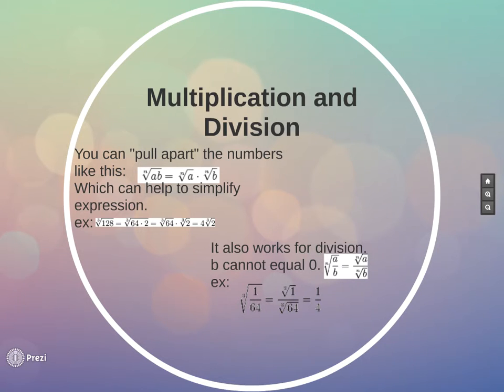So if you have like the square root of a over b, then you can split that apart and make it the nth root of a over the nth root of b. And then that's another example of that with numbers instead of letters.